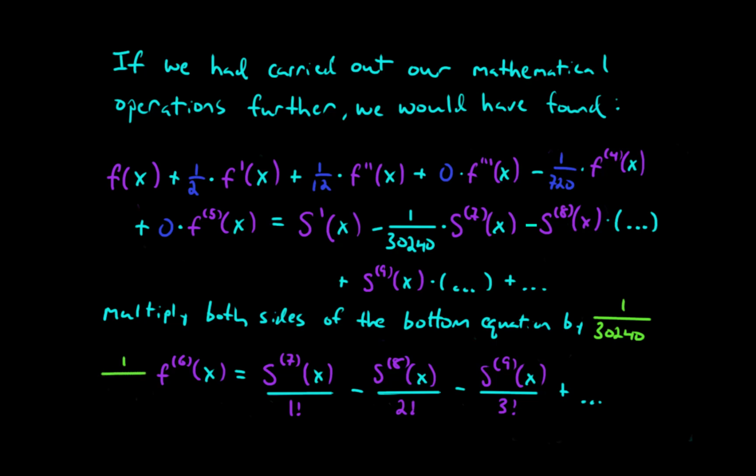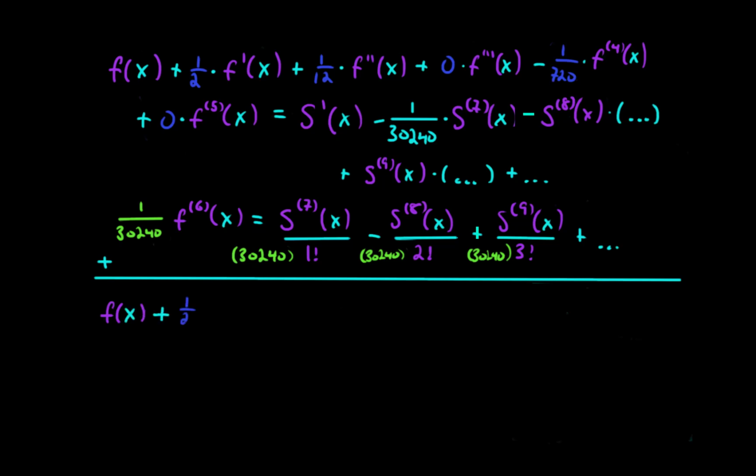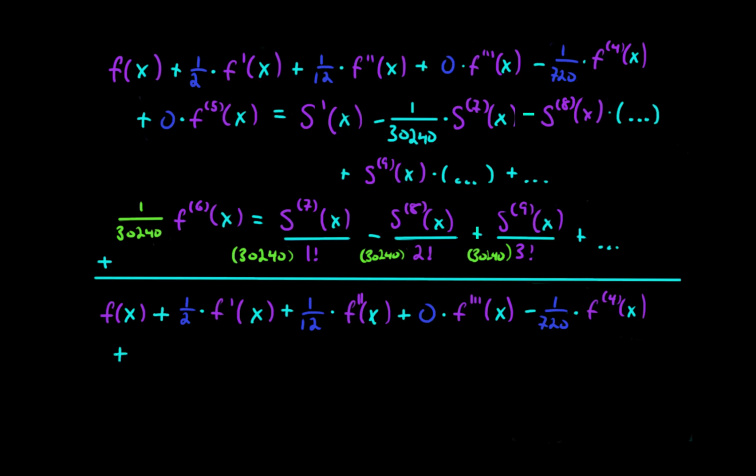So I'm going to distribute that on the right-hand side of this equation. And then to cancel the S7 of x terms, we add these two equations together. And when we do that, we get f of x plus 1/2 times f prime of x plus 1/12 times f double prime of x plus 0 times f triple prime of x minus 1 over 720 times f4 of x plus 0 times f5 of x.